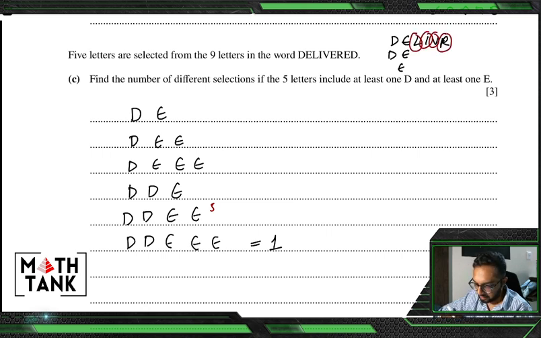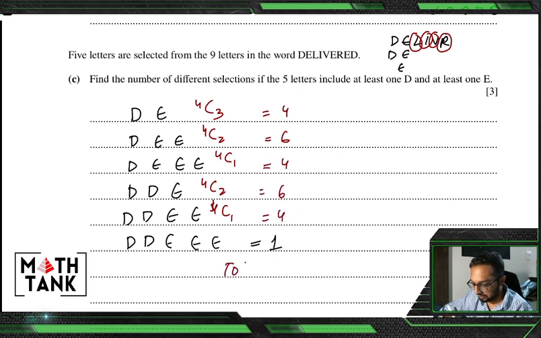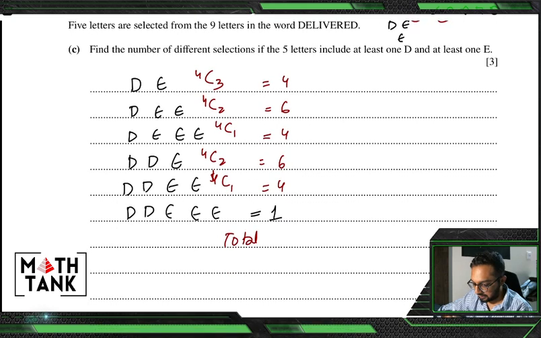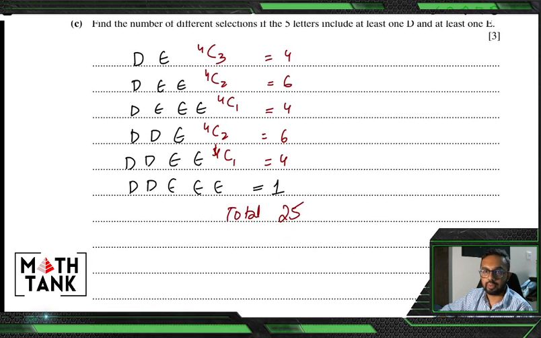4. Okay, 4C1 and 4C2, 4C1, 4C2, 4C3. 4C3 is 4, 4C2 is 6, 4C1 is 4: 6, 4. Let's take a total. That should give us 25. That's the right answer. So always construct your cases properly. That should give you the correct answer.